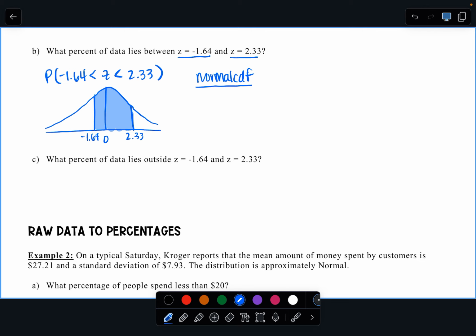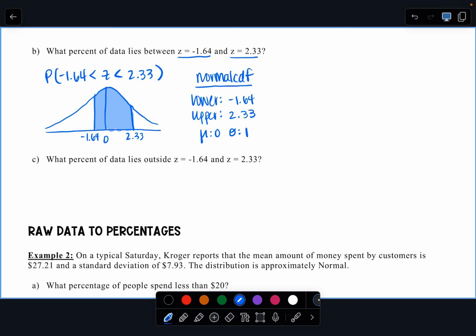It's going to ask me the same four questions: lower, upper, mean, which is always 0, and standard deviation, which is always 1. In this case, because we're not shading above or below, it's going to go from negative 1.64 to positive 2.33. We don't have to use the infinity symbols for this problem because I have two z-scores, so a lower bound and an upper bound that are z-score values. I'm going to run the same exact steps.